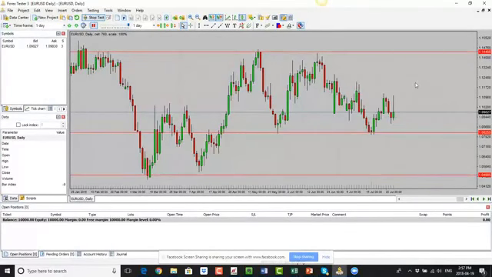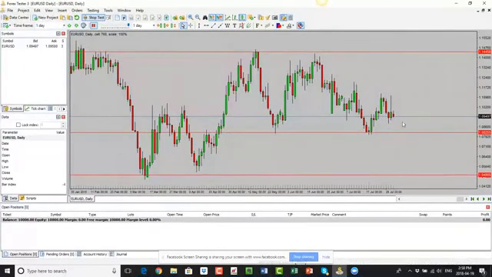Let's see. All right, so it pulls back into our previous support resistance level. This one here, even though it has bullishness in it, I do like the pin here. So I will look for price to drop. As we can see, it dropped.